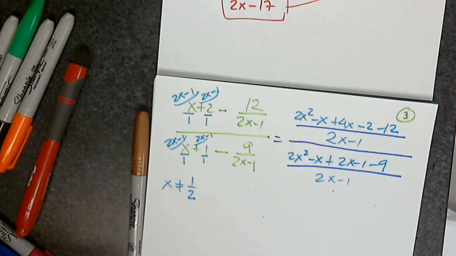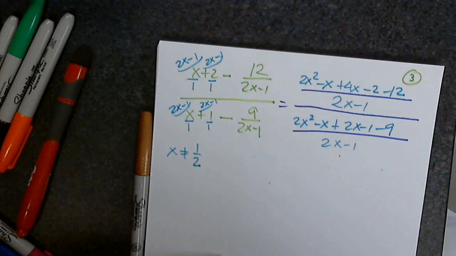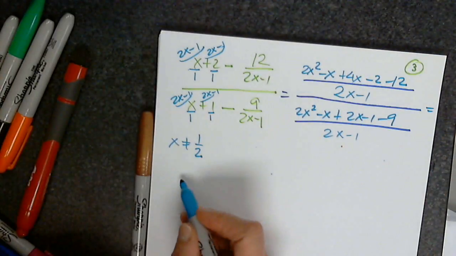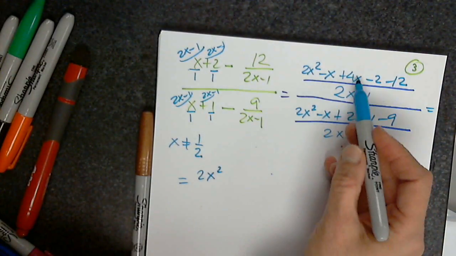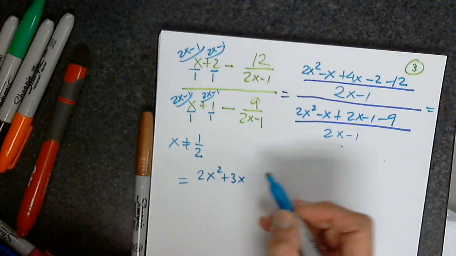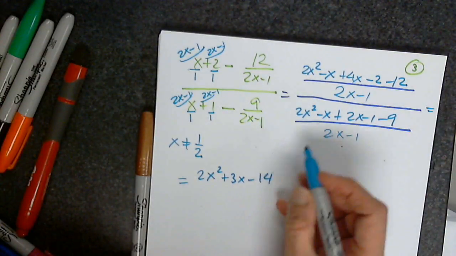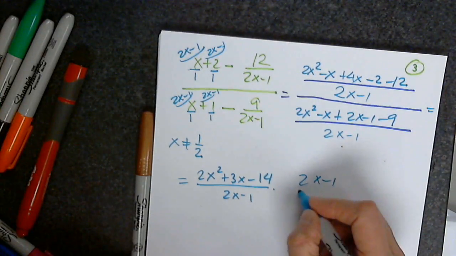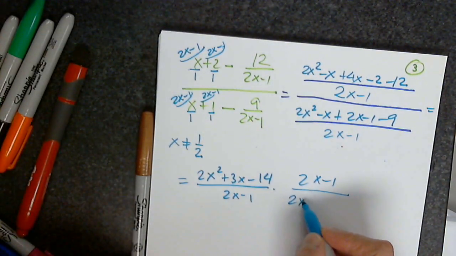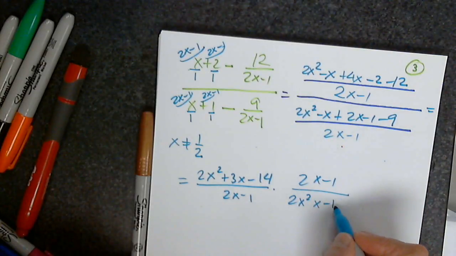Now, I cannot try to simplify anything. That would be a terrible mistake. I'm not saying you did any of that. So here I have 2x squared. Here I have positive 3x. And here I have negative 14. The denominator is 2x minus 1. I can flip 2x minus 1 over, and I have 2x squared plus x minus 10.